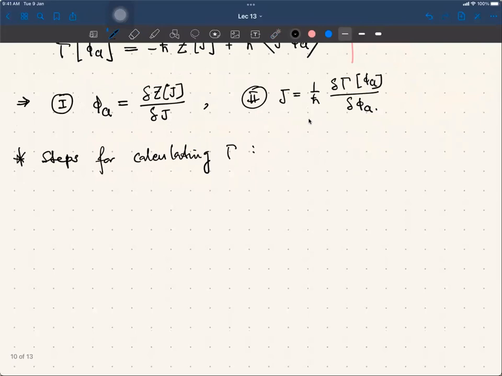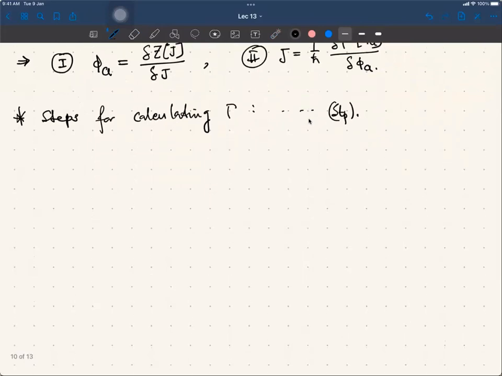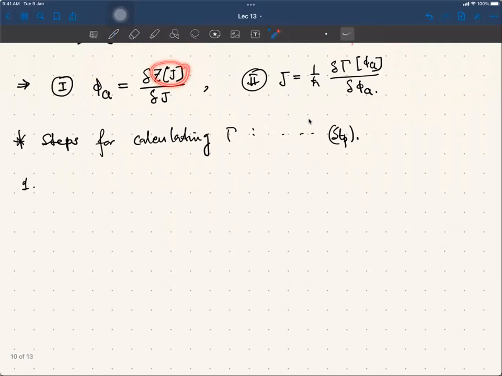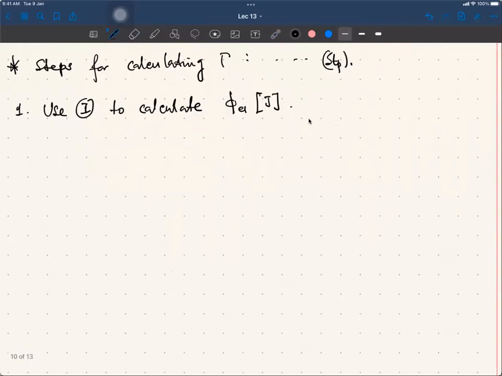So let me refer to these as steps. First, one uses this equation. One first calculates the generating functional Z of J. Once that is calculated, you take the derivative and calculate phi_CL as a functional of J. So use 1 to calculate phi_CL as a function of J. Then number 2, invert that functional to write J as a functional of phi_CL.